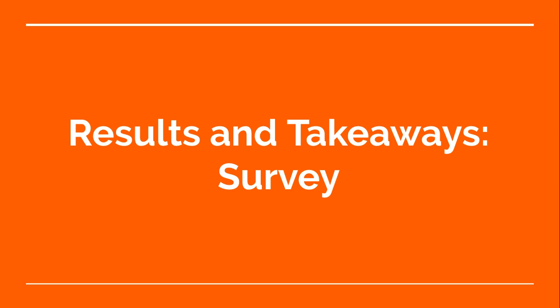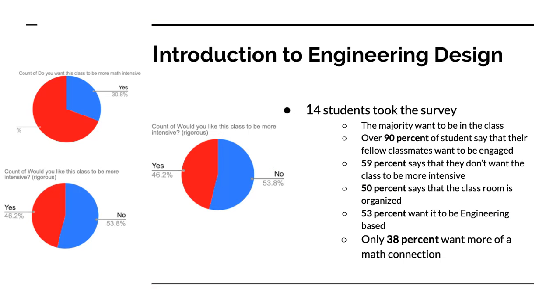So here are the results from that. In Introduction to Engineering Design, 90% of the students say that their fellow classmates want to be engaged and they feel that they're engaged. So that's good. But 59% also say that they don't want the class to be more intensive. 50%, half of the class, says that the classroom is unorganized, and 53% say they want it to be more engineering based. Only 38% want more of a math connection, and that's telling because engineering is math.